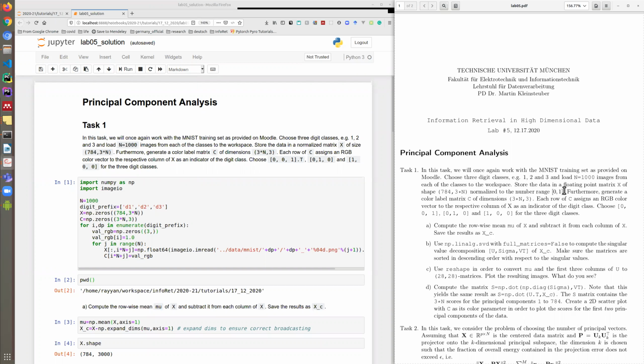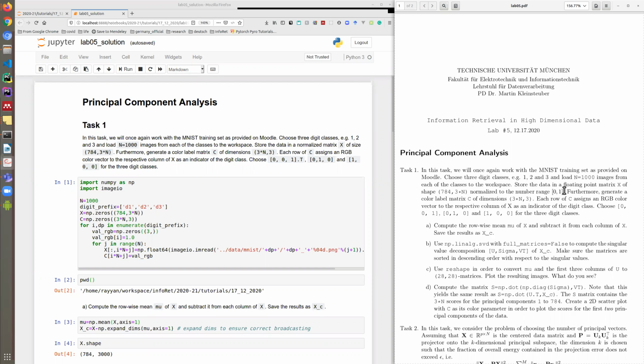So each row of C assigns an RGB color vector to the respective column of X as an indicator of the digit class. Choose 001, 010, and 100 for the three digit classes. This is just for coloring, because in the end we want to plot and see where different elements, where different digits, fall in the plot.